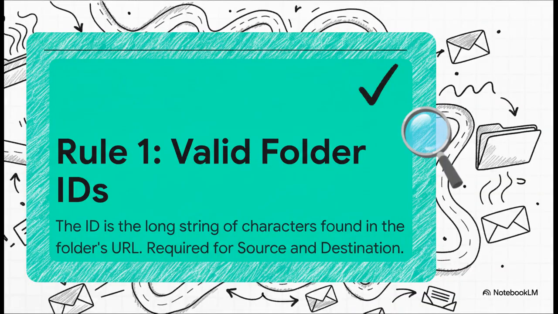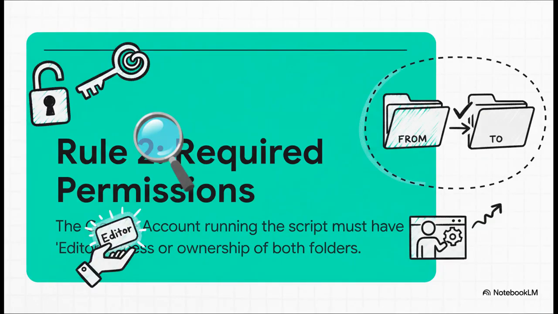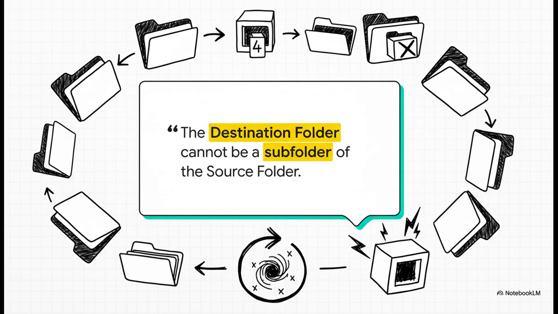Okay, rule number 1, you need valid folder IDs. The easiest way to think about these is like a street address for your folders in the giant city of Google Drive. You can find this long string of letters and numbers right in the folder's URL in your browser. Just get the addresses right, and the delivery will be flawless. Rule number 2 is all about permissions. See, the script is working on your behalf, so that means you need to have at least editor access, or be the owner, of both the folder you're copying from and the folder you're copying to. It makes sense, right? The script can't peek inside a locked box or put stuff in a place where you don't have the keys.